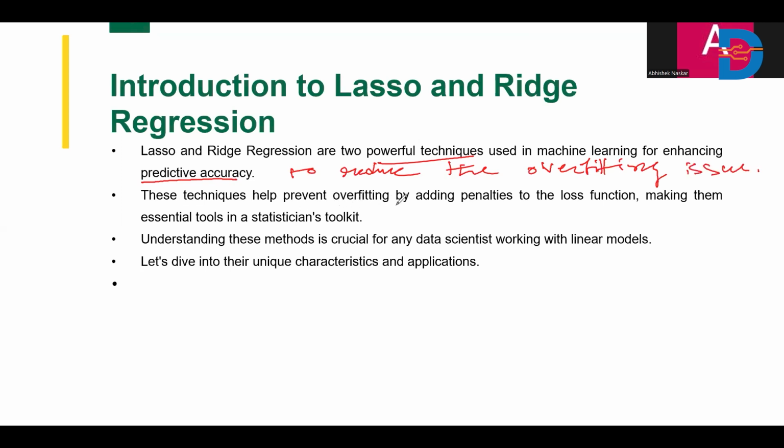This technique helps to prevent overfitting by adding penalties to the loss function. Whenever we have a dataset with some data points, in a regression technique we have a best fit line, and the distance from the points to that line is called the loss. Whenever we want to create a generalized model that can predict with good accuracy on the testing data, we need to reduce the overfitting issues. So we have two functions here, Lasso and Ridge, to reduce that. This technique helps prevent overfitting by adding penalties to the loss functions, making them essential tools in the statistician's toolkit. Understanding these methods is crucial for any data scientist working with linear models. So let's dive into the unique characteristics and applications.